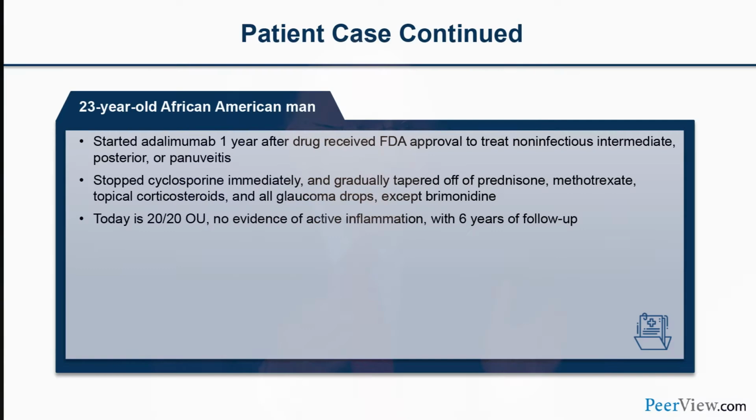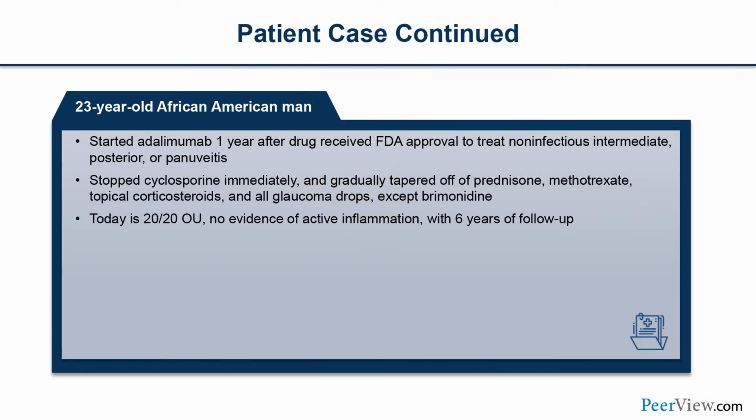When I started seeing him, adalimumab was not an option. It had not been FDA approved. But once it became approved and he was having toxicities from the corticosteroids and the cyclosporin and the other medications, we stopped the cyclosporin and instead started him on adalimumab. On that regimen, he was gradually able to completely stop prednisone, completely stop topical steroids, make his glaucoma regimen just a single drug, brimonidine, and he was without inflammation and without side effects, in 2020, 6 years later, with follow-up.